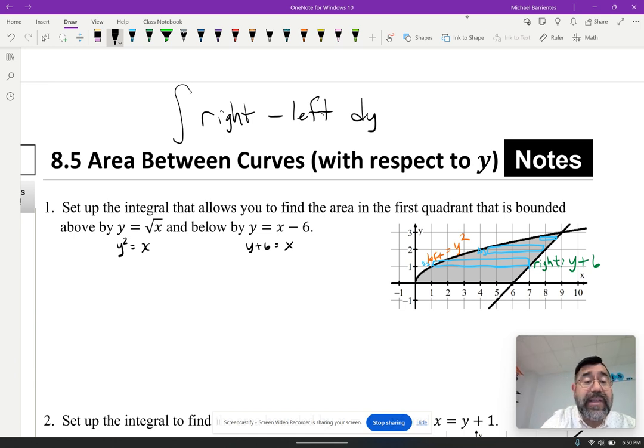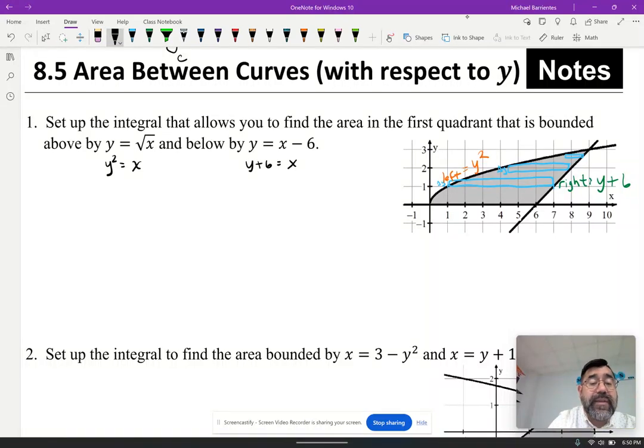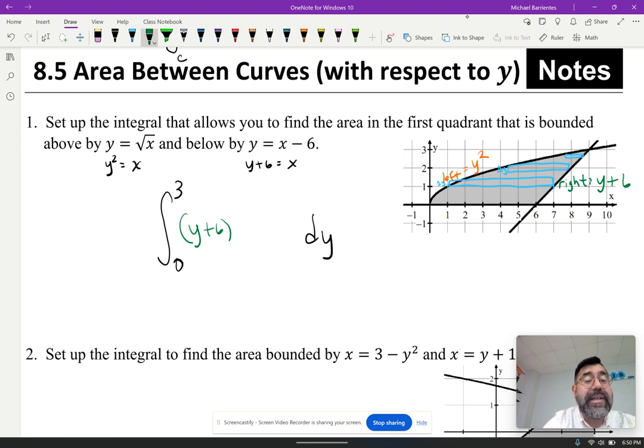But what that means is these are y values. So I used to go from starting x to ending x. Now I need to go from starting y to ending y. So when I look at this setup for number 1, this is going to be the integral from the lowest y where the shading is, that would be y equals 0, up to the highest y where the shading is, and those intersect at 3. dy, because that's the width of that little skinny rectangular strip. And then the length of that strip is the top function, the right function, which is y plus 6, minus the left function, which is y squared.